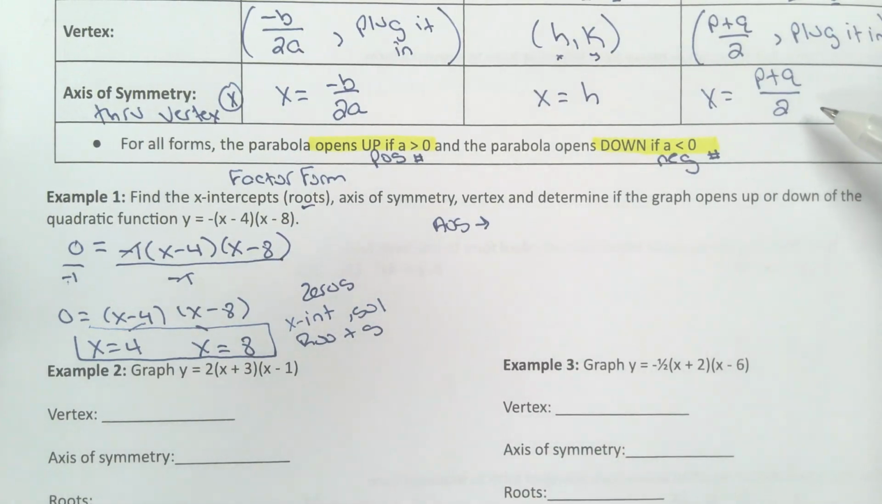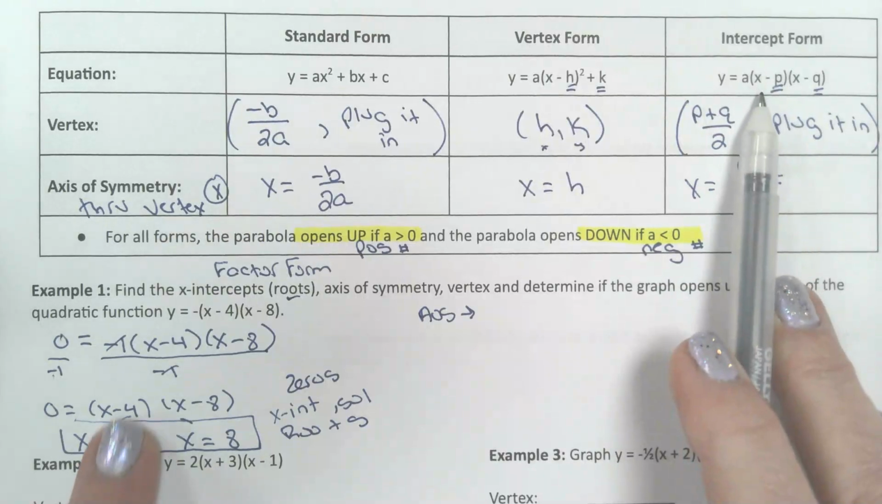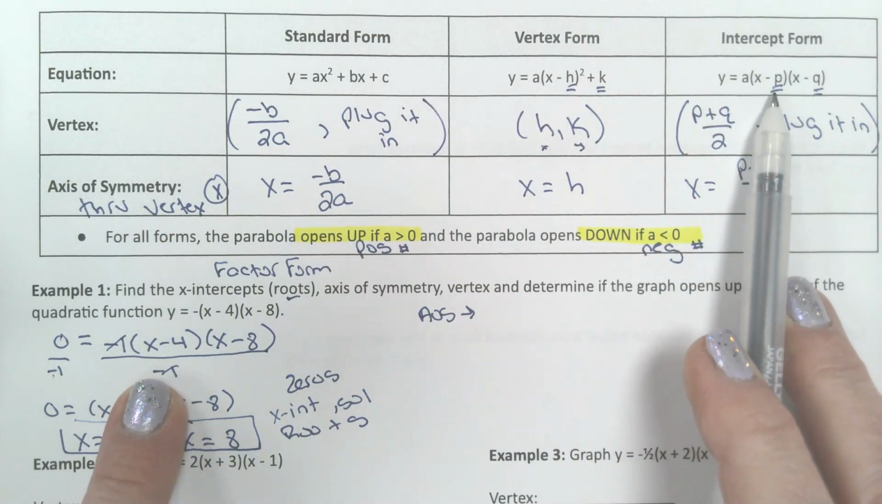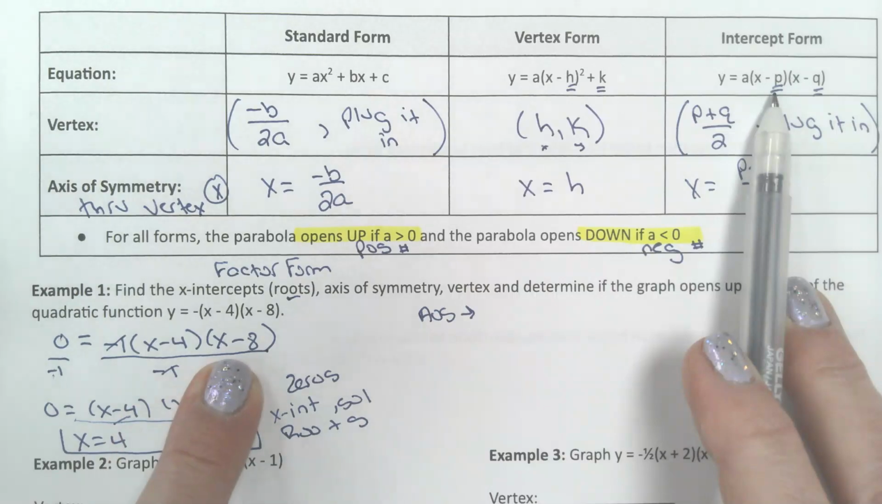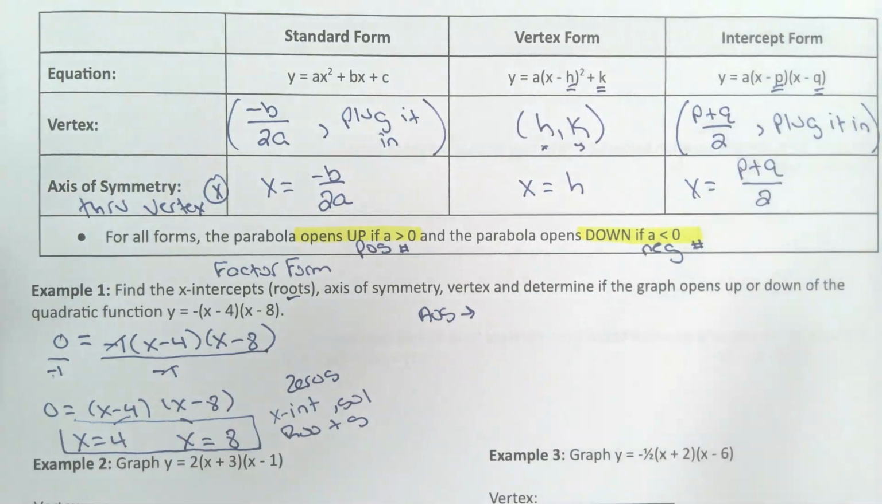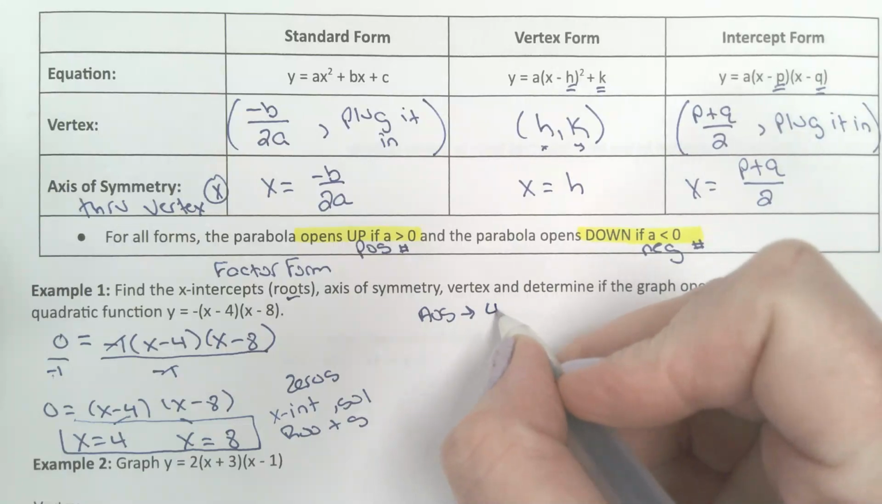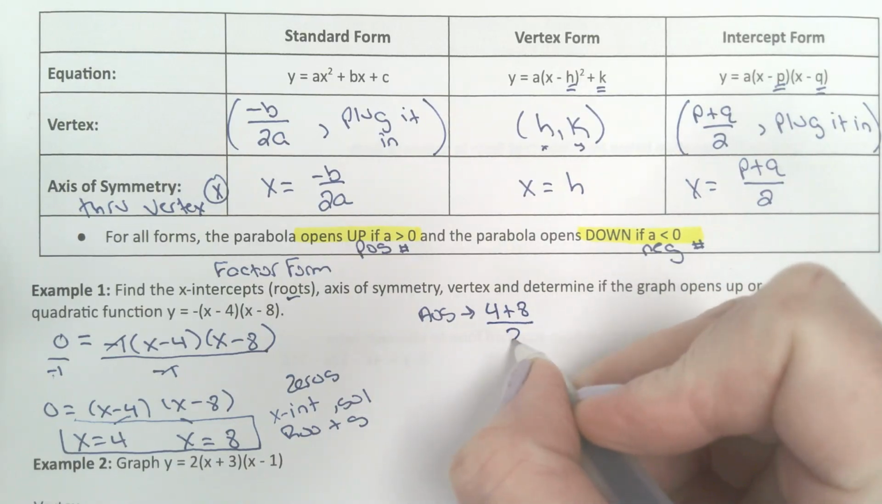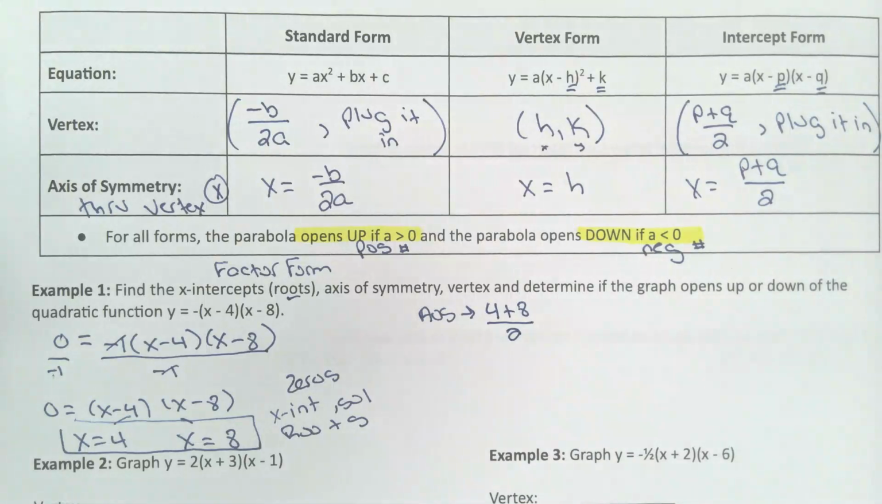when I come up here and I'm looking at my chart, because I'm in intercept form, it says take P plus Q divided by 2. So right here, here is my P, and here is my Q. So I have 4 plus 8 divided by 2.